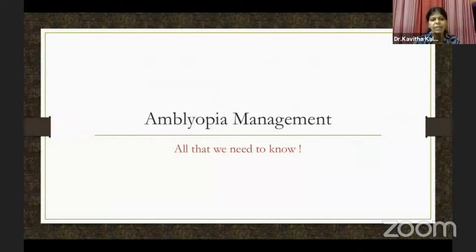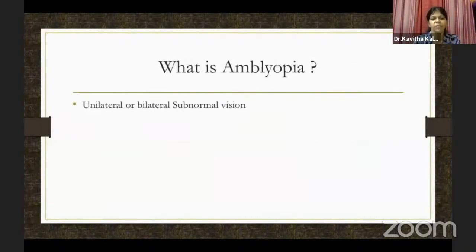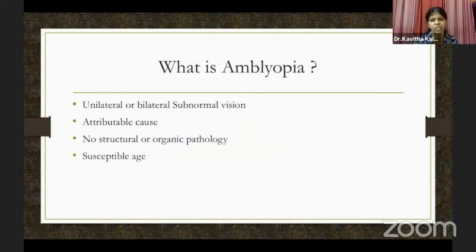So what is amblyopia? It's a unilateral or bilateral subnormal vision. We have to, most of the time, find an attributable cause for it. There should ideally be no structural or organic pathology, and a susceptible age. Younger age, you can't diagnose an amblyopia onset after the age of 8 or 9. And response to treatment. Sometimes retrospectively, you can give a trial of treatment, and if it responds, you can conclude that there was amblyopia, along with multiple other factors as well.